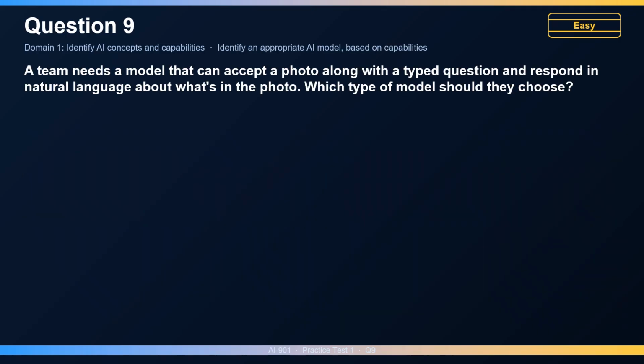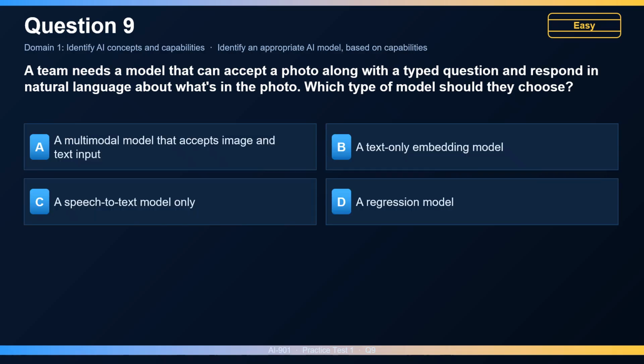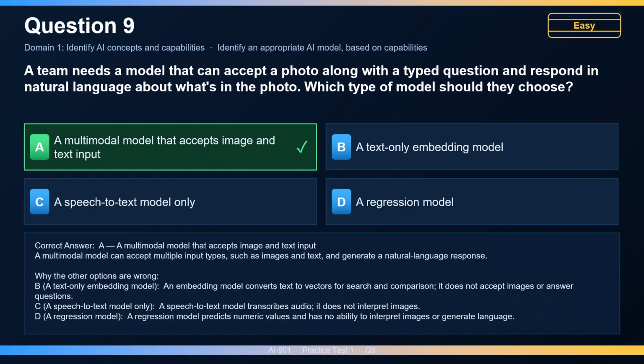Question 9. A team needs a model that can accept a photo along with a typed question and respond in natural language about what's in the photo. Which type of model should they choose? The correct answer is A, a multimodal model that accepts image and text input. A multimodal model can accept multiple input types, such as images and text, and generate a natural language response. Now, why the other options are wrong?